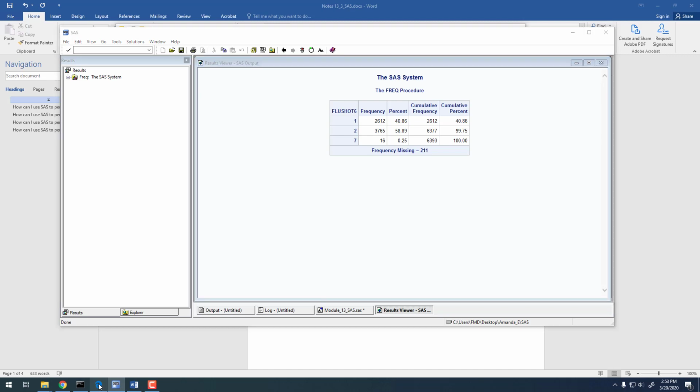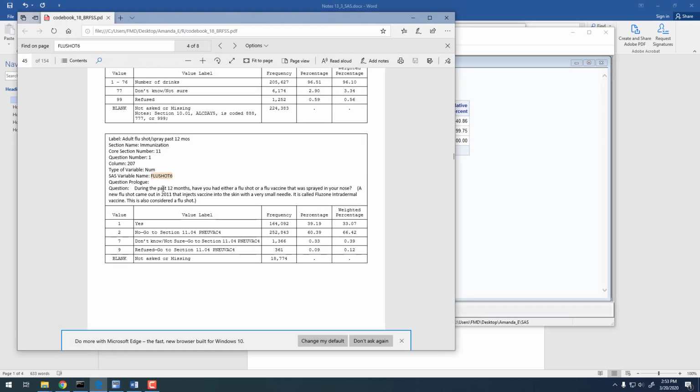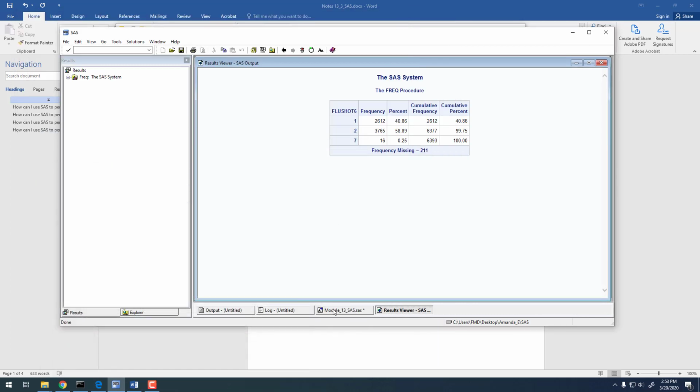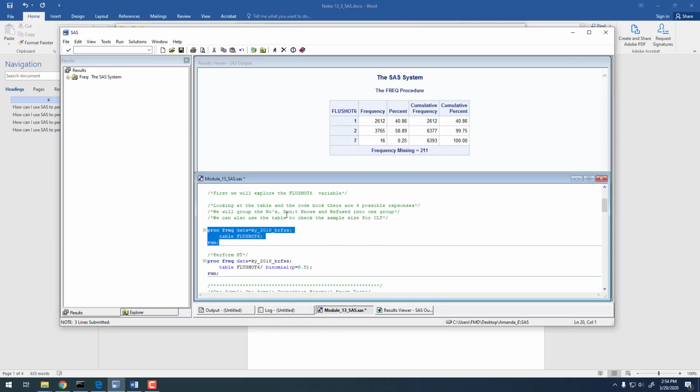So I'm going to go to my code book and see what those represent. I've actually already got flu shot pulled up. Notice the value of 1 represents a yes, 2 is a no, 7 is a don't know or not sure. And then for the Kentucky data set, I have no refusals. For your data set, you may have some refusals.